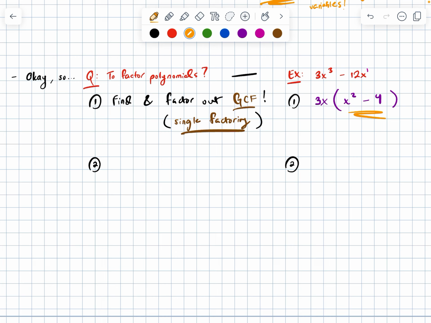Does it look familiar to anything that we might have done in our previous class? What does x squared minus 4 look like? Go.